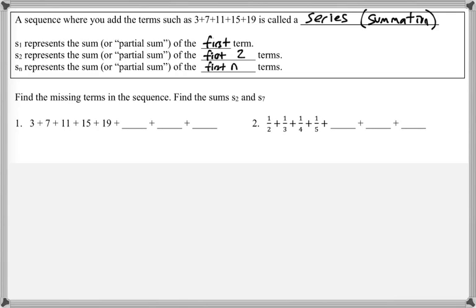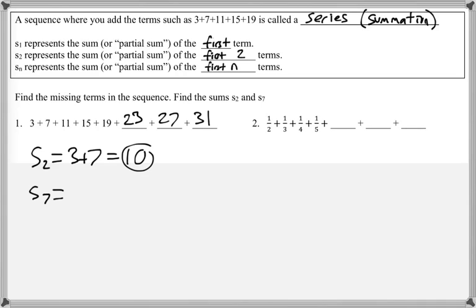So it says find the missing terms in the sequence, then find the sums S2 and S7. So it looks like the pattern here is that each number is 4 bigger. So it'll be 23, 27, and 31. And then for S2, they want you to add up the first two terms in this series. So 3 plus 7, and that's going to equal 10.